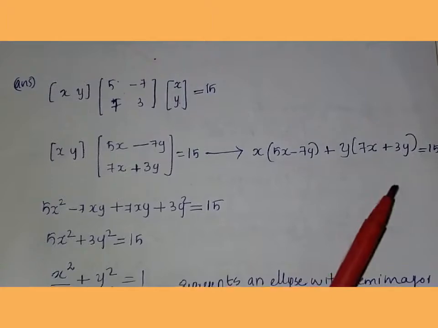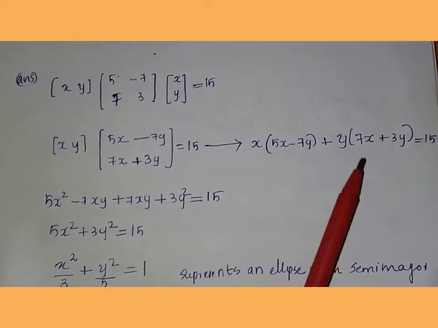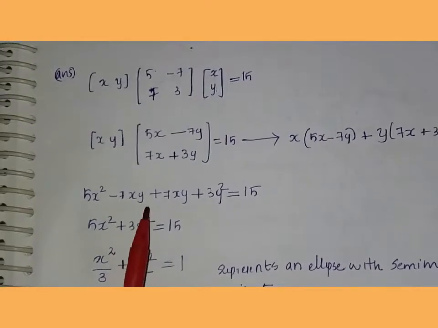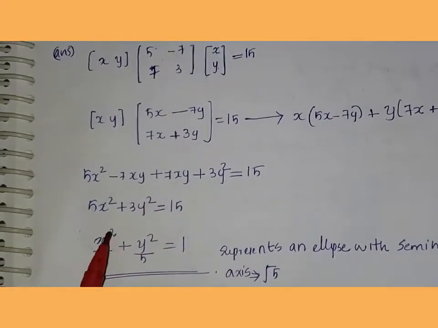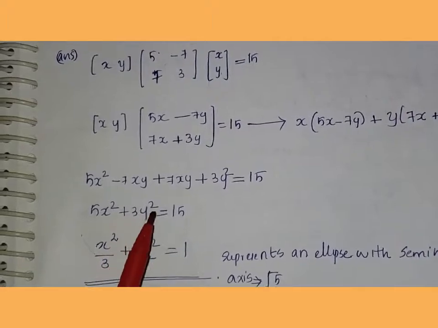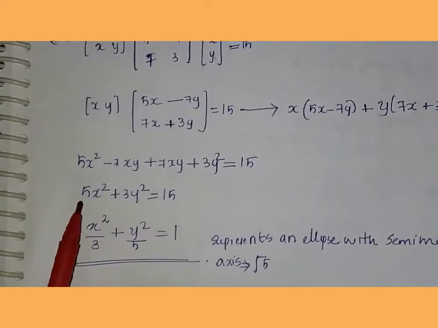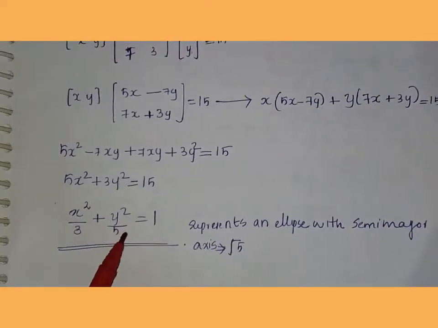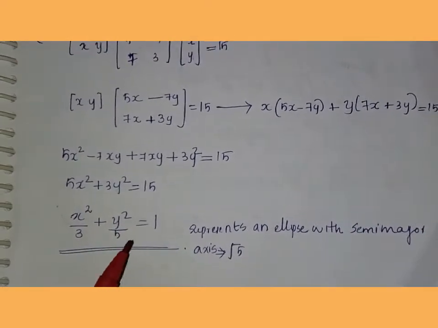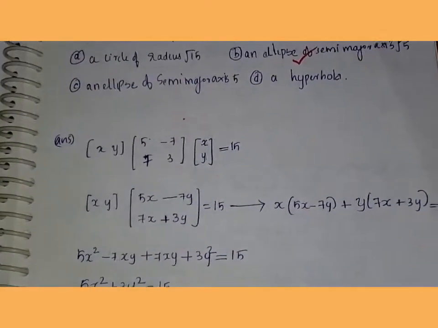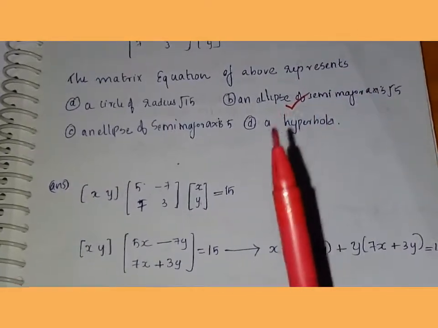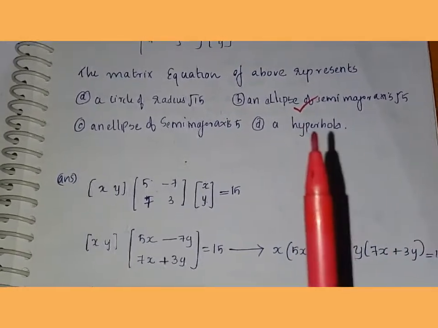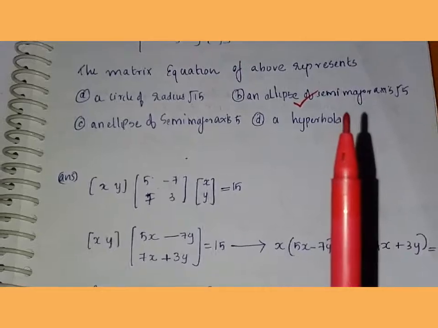And here we know that the equation we can simplify by multiplying into the bracket, and after that we get the answer as 5x square plus 3y square is equal to 15. From that we can divide throughout by 15. So we get an equation which represents an ellipse with a semi-major axis root 5. So from this idea, we get the answer as an ellipse of semi-major axis root 5. Okay, so option B is the answer.